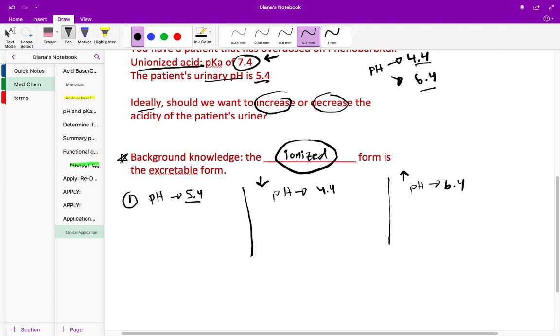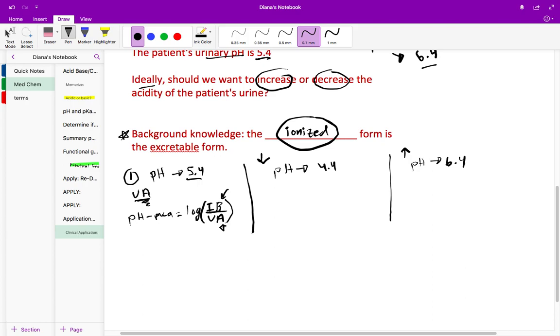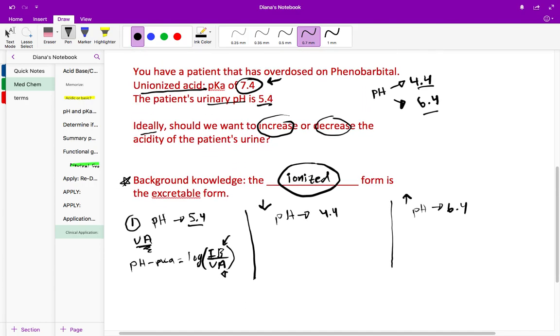So pH of 5.4. So again, we're starting with an unionized acid. So the form of the equation we need is pH minus pKa equals log of base over acid. But because we have an unionized acid, the unionized goes on the bottom, and then ionized form on top, and then it's always base over acid. So this is the formula I'm going to use. The pH is 5.4. The pKa that we were given is 7.4.